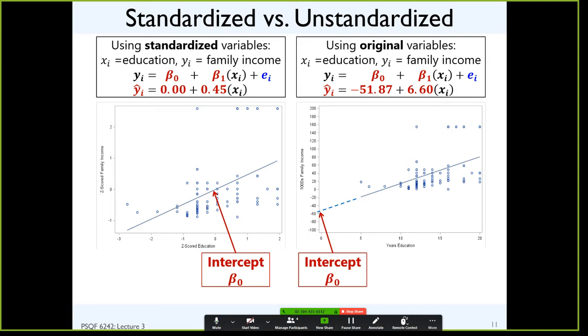But what if we wanted to retain our original scaling of years of education predicts this many dollars? How else can we fix it? Centering, yeah. What's centering?